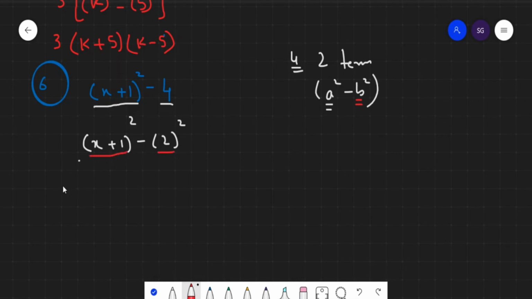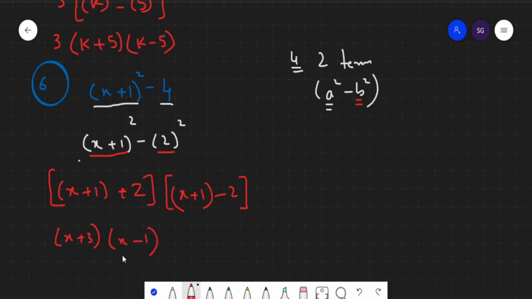If that's the case, then I can always write it as x plus 1, which is the first term, plus the second term, and then x plus 1 minus 2. So this is a sum and difference, and then we have taken the product of these two sum and differences, right? So then we can simplify. We can always simplify x plus 3 and x minus 1. So guys, this is the factorization of the given expression.